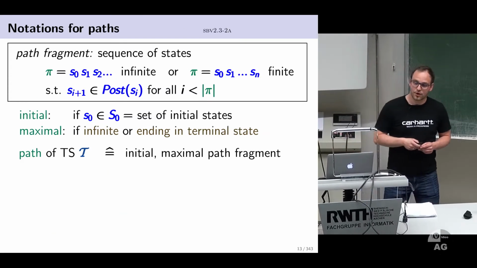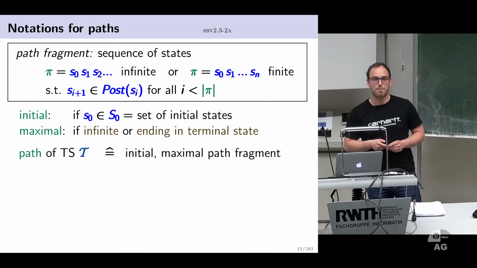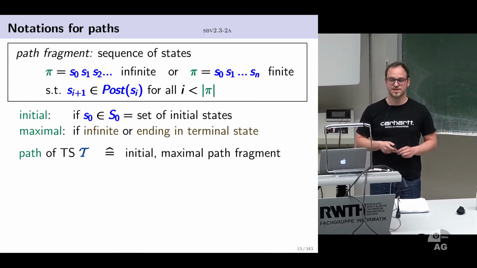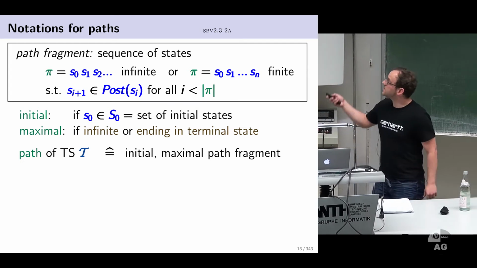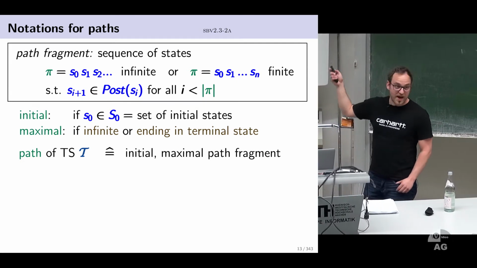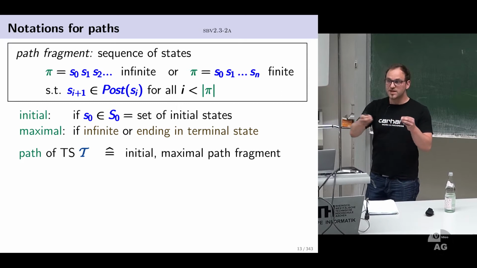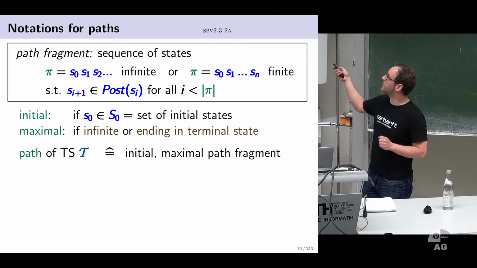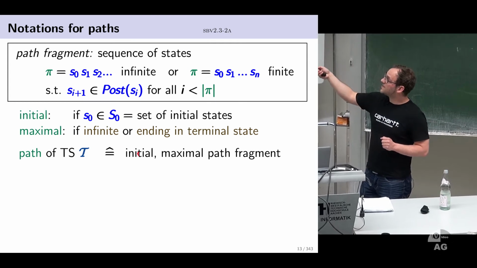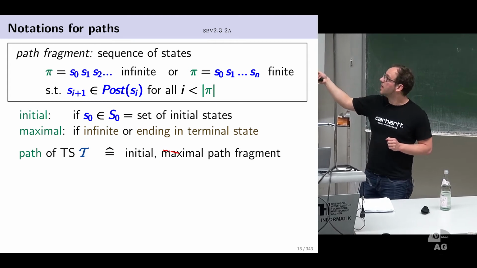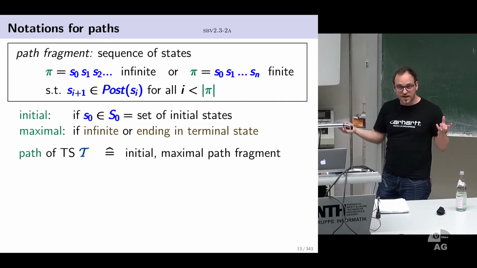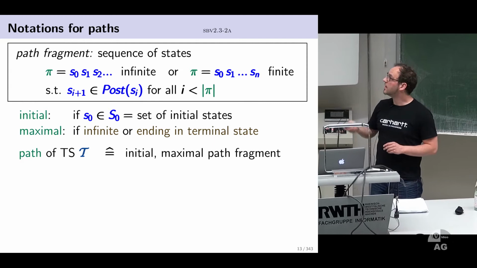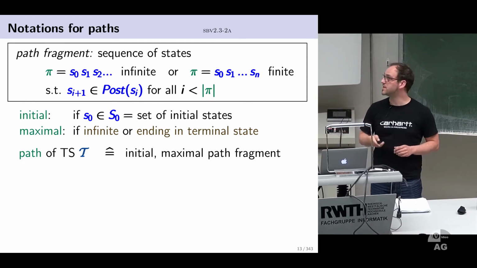Now, given these notions, we can define a path. Not a path fragment anymore, but now a path in the transition system T. What is this? First of all, it's a path fragment, so it's a sequence of states that are connected via the transition relation of my transition system. It starts in the initial state, and it's maximal. So it's either infinite or it terminates in a terminal state. And this is what we call a path of the transition system.